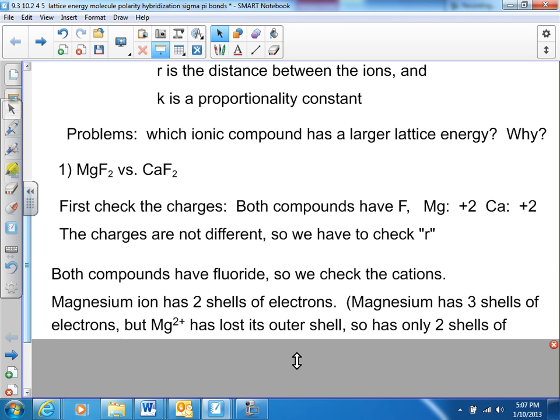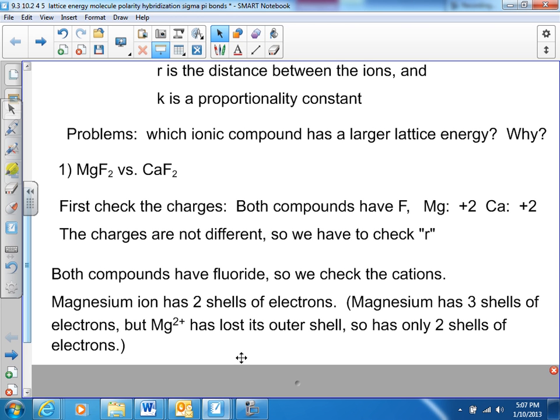This might be a little bit confusing to you. The magnesium ion has 2 shells of electrons. You might read that and go, wait a minute, magnesium's got 3 shells of electrons. That is true. But remember, when we have the ionic compound, Mg has a +2 charge, so we've taken away 2 electrons from magnesium. You might want to pull out your periodic table at this point, because without it you cannot count your shells of electrons. Magnesium itself is in the 3rd row of the periodic table and has 3 shells, but we take off the outer 2 electrons and we're only left with 2 shells of electrons.